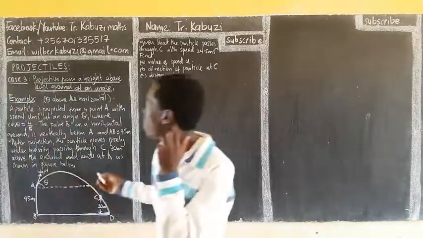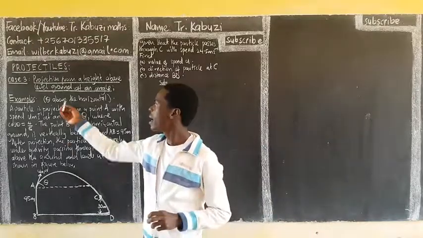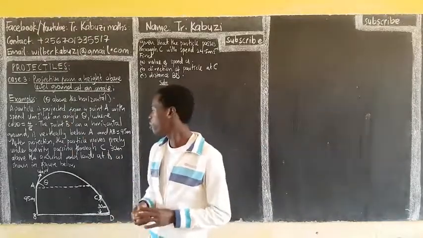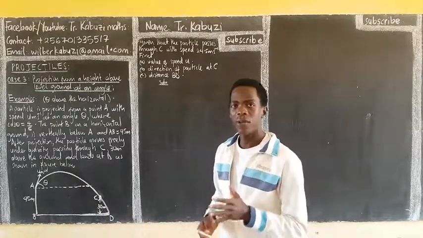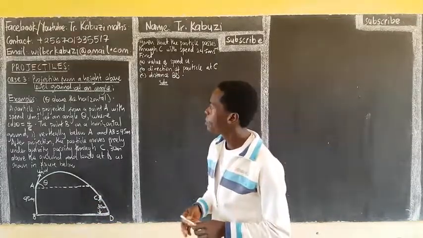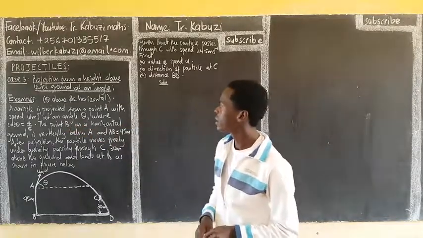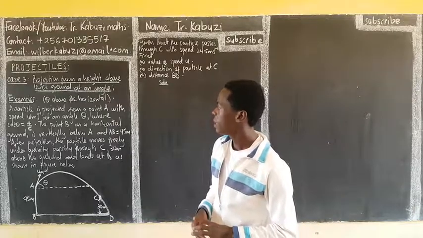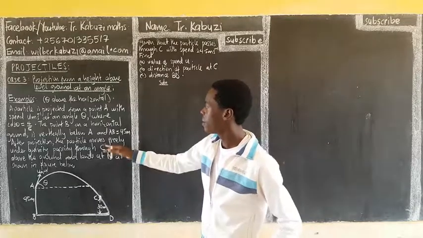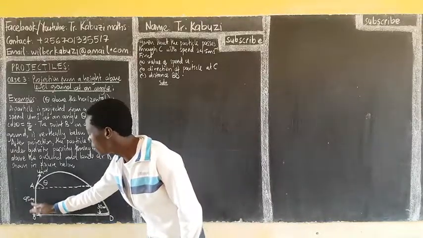Okay, let us see how we handle this projectile problem from a height above the ground, projected at an angle above the horizontal, as you can see there in the question. So this one is giving us another thinking. It says a particle was projected from a point A with a speed U at an angle theta, where cos theta is 4 over 5. The point B on a horizontal ground is vertically below A.